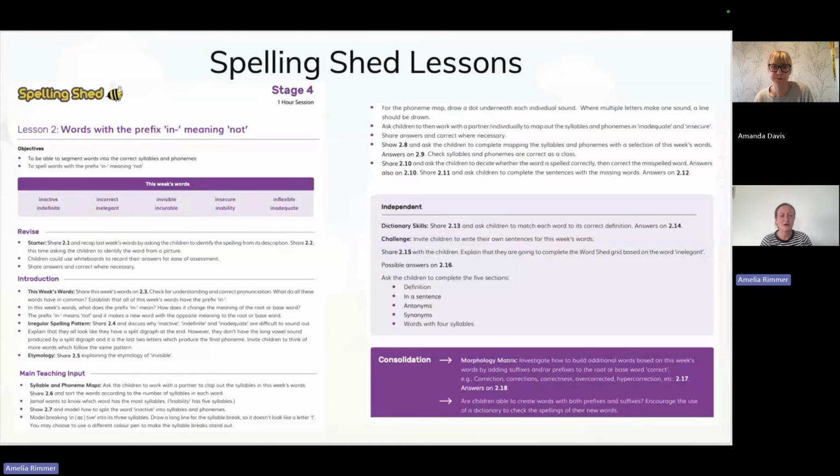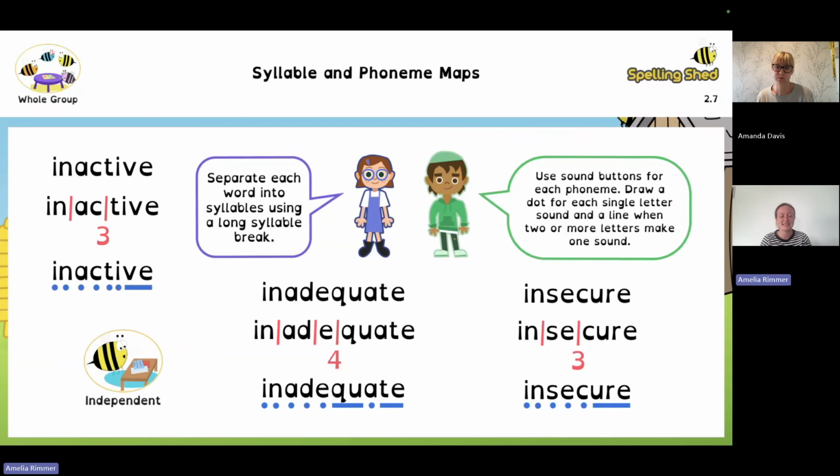Okay, so we'll have a look at a couple of the lesson plans as well from Spelling Shed. So this one is from stage 4. And it's lesson 2. So it's words with the prefix in meaning not. So it sounds like it's quite a morphology based lesson here because I'm talking specifically about that prefix. But as you look down the lesson, you will still see in the main teaching input, we've got syllable and phoneme maps as well. So we work with the partners to clap out the syllables in this week's words, and we sort them according to the syllables, and we also put the phoneme maps onto a lot of the words. So that looks like this in the lesson.